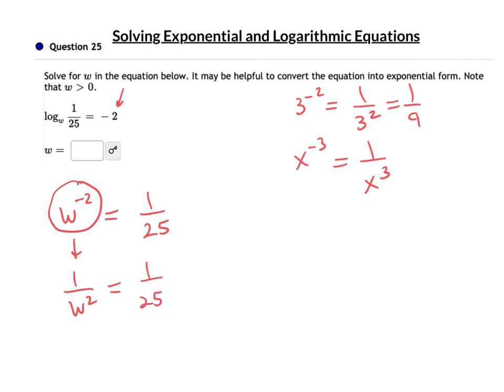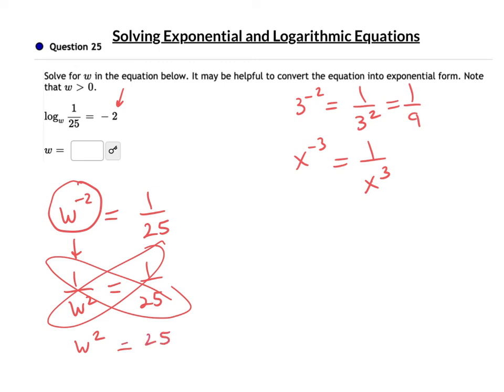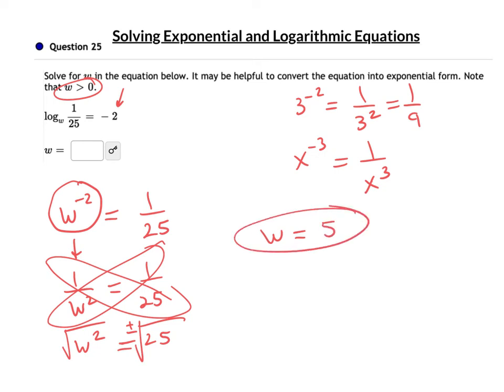Now you can cross multiply if you like. 1 times w squared is w squared. 1 times 25 is 25. W squared is 25. We'll take the square root of both sides. And technically, you would have a plus or minus here, but it says that w is greater than 0, so no negative. Don't worry about the negative. The square root of 25 is 5. We don't worry about the negative. There's our answer. The base would be 5.